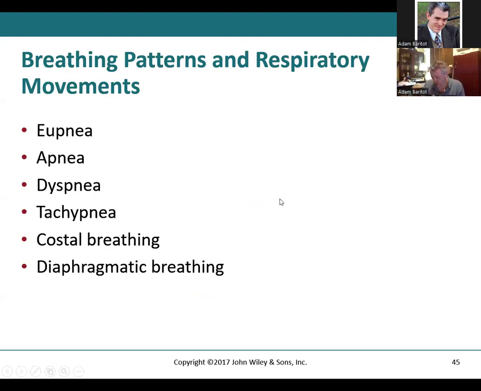Breathing patterns and respiration movements. Got some fun ones here. Eupnea, again, silent P because we're Americans. Eupnea refers to normal, friendly, easy breathing. Eupnea is that normal breath as we would explain it.